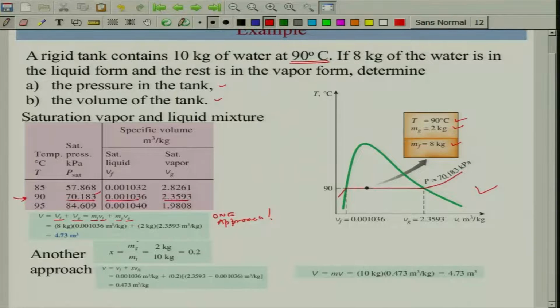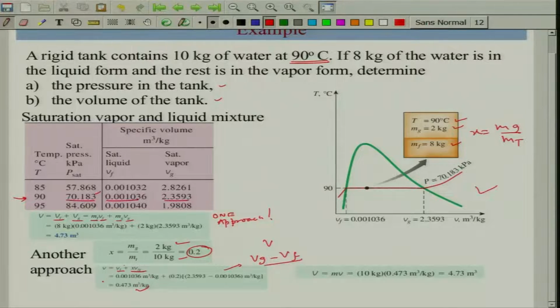The other approach is, since we know that the definition of x is nothing but mg divided by m total, this is what we are doing here. So, 2 kg divided by 10 kg, which is 0.2. Now, given this, we can find the specific volume of the complete system, which will be nothing but vf plus x times vfg. Now, vf comes directly from the table, x we have calculated as 0.2, and vfg is nothing but vg minus vf, which again we can get from the table, and then from there we can get the same information.